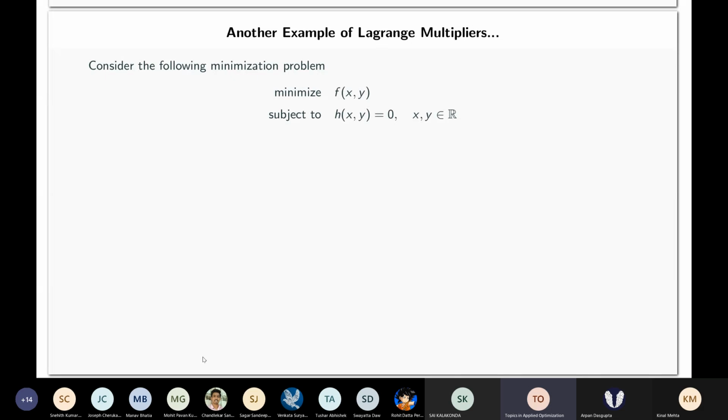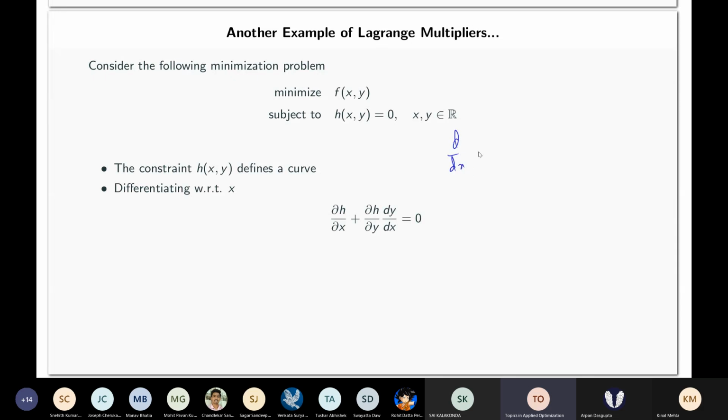So we are given an optimization problem to solve. In this case, it's minimize f(x,y) and there is an equality constraint. We will see inequality constraints later on. The constraint, as we have seen, h(x,y) defines a curve. And if we differentiate it with respect to x, so d by dx of h(x,y).